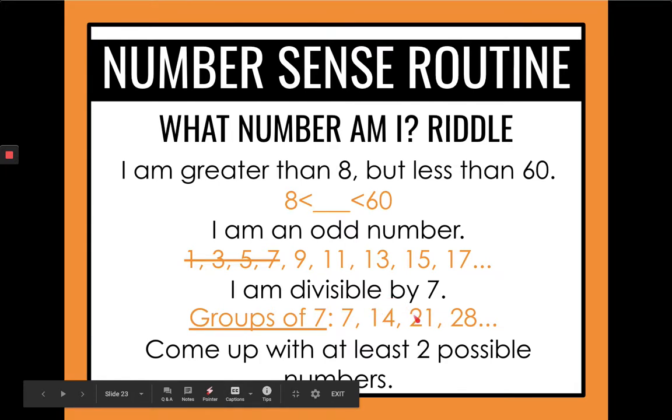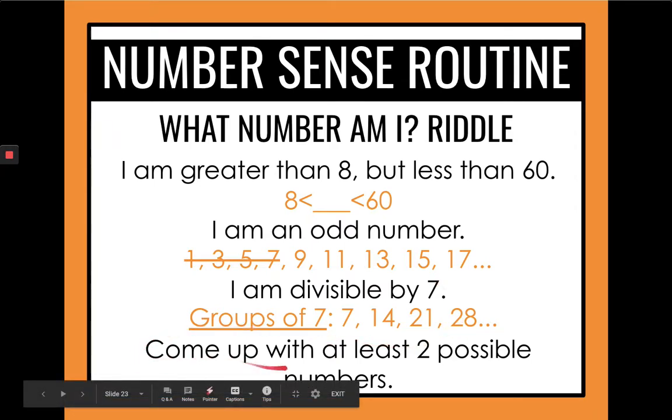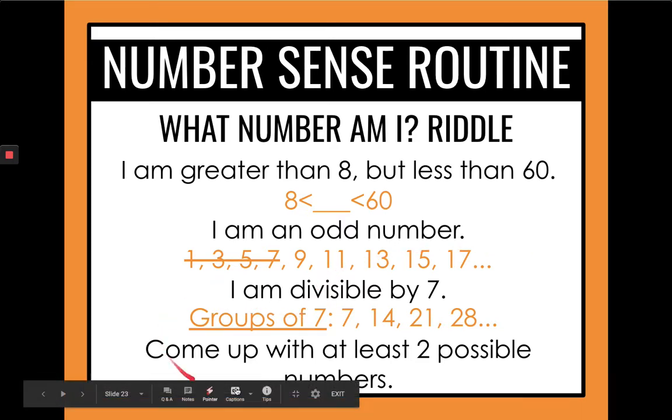So, for instance, groups of 7 would be 7, 14, 21, 28. So then I want you to come up with at least 2 possible numbers that fall into all of these categories. Being greater than 8 but less than 60, it has to be an odd number, and it has to be divisible by 7. So we want to think about groups of 7, and you want to have 2 answers. There's multiple answers that are right to this.